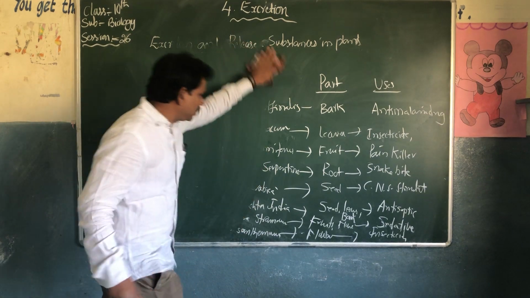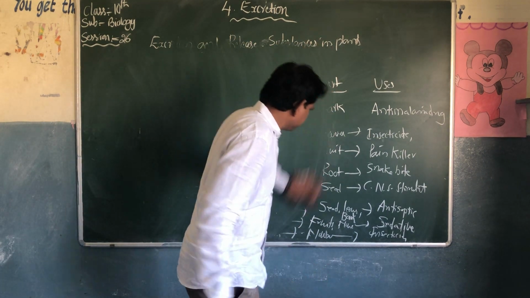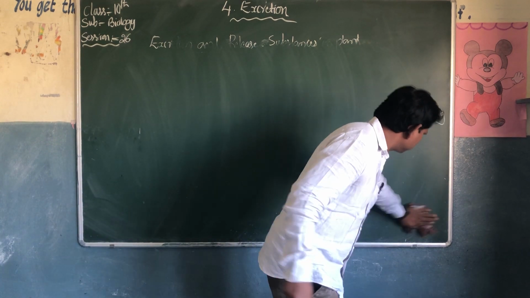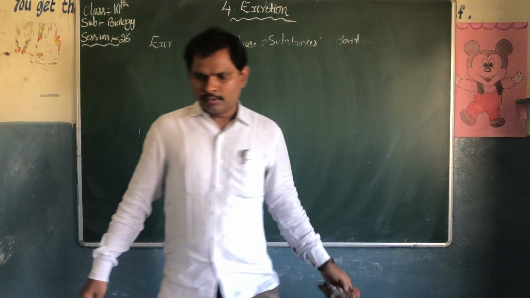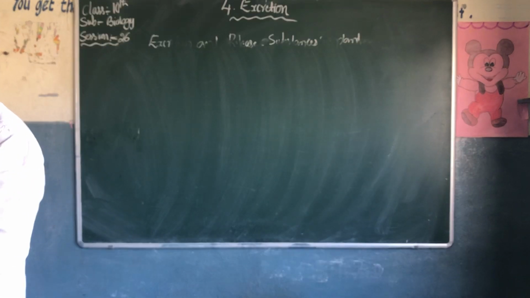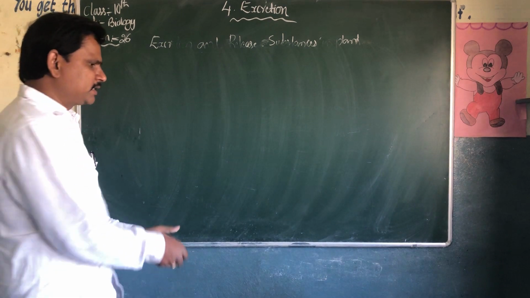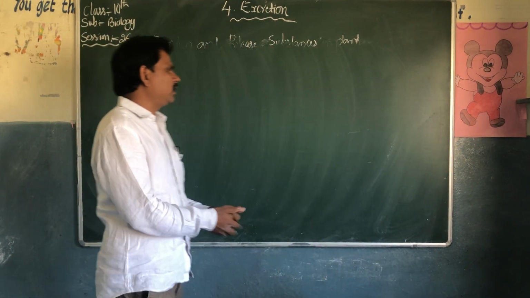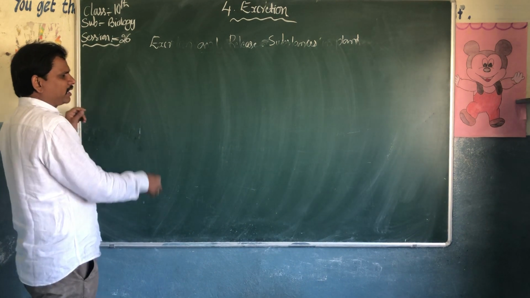The last part: a few more secondary metabolites. What are the few more secondary metabolites present in your textbook? They are like tannins.